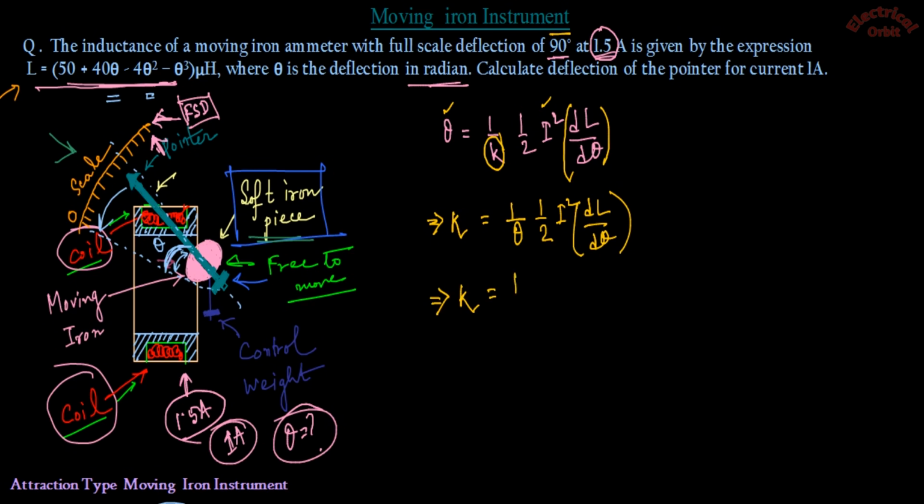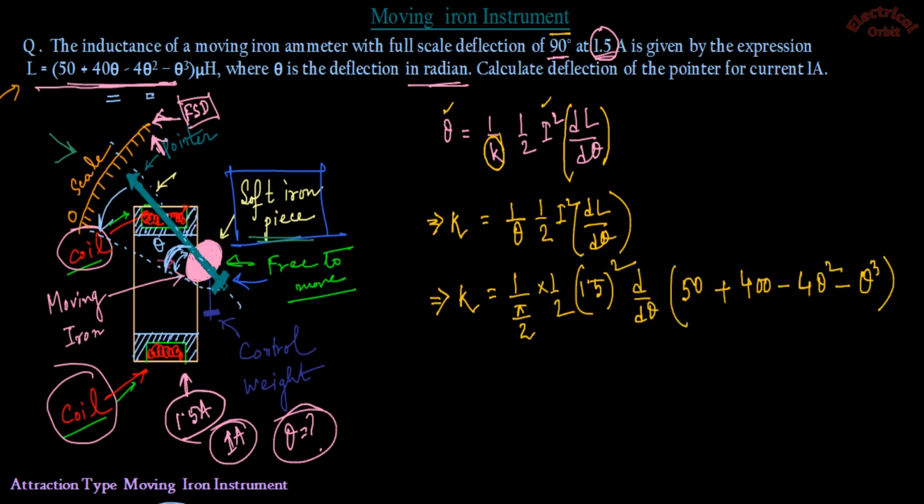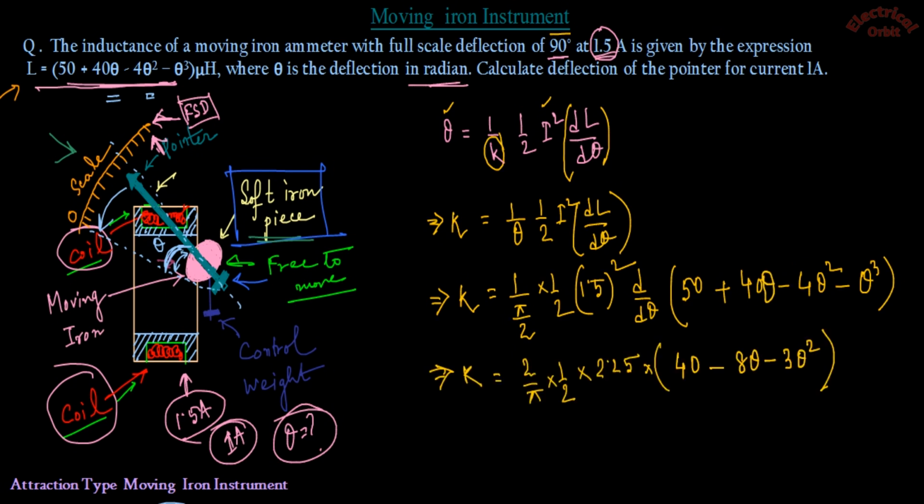So just convert theta in radian, that is 90 degree means pi by 2, and into dL d theta of, like this. From here we can write like this. Now put the value of theta equal to pi by 2 in this equation. We get by calculation 14.32 into 10 to the power minus 6 Newton meter per radian. This is the expression of K.